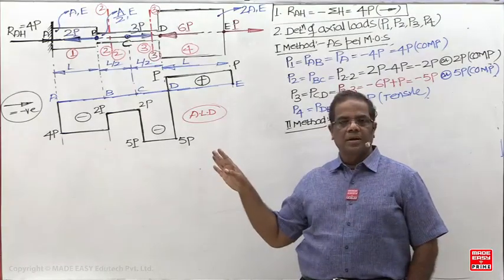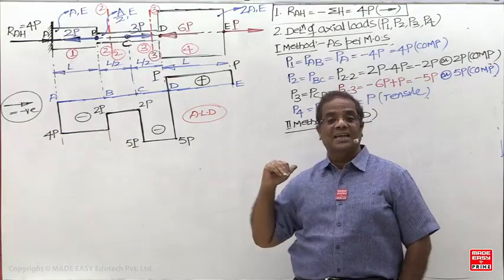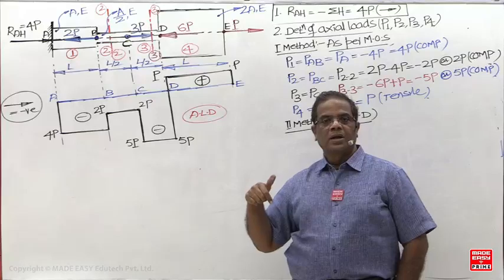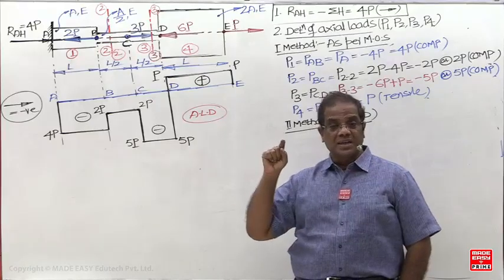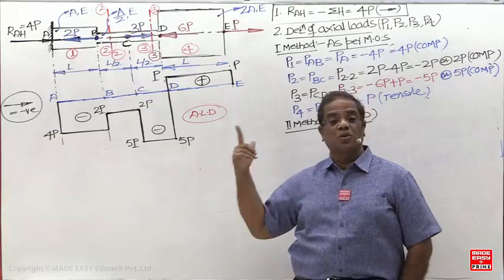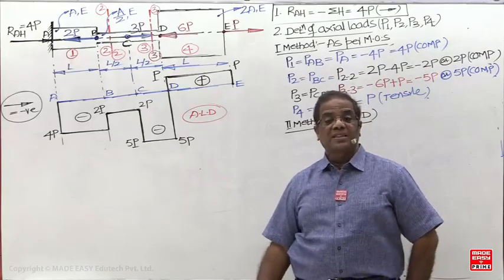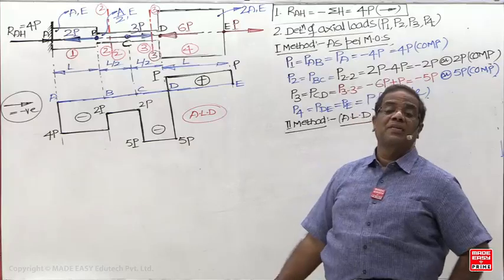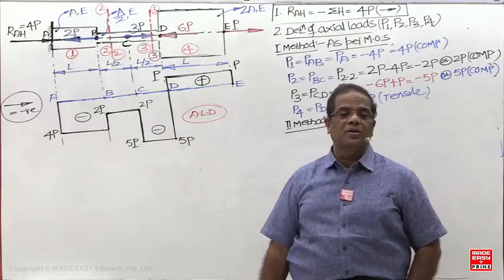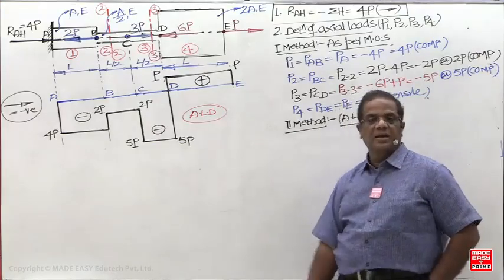Any diagram. Why? We are all dealing with the equilibrium condition, static equilibrium. If the sum of the horizontal force is 0, it means ALD should be closed. If ALD is closed at both the ends, it means sigma H is 0. If SFD is closed at both the ends, it means the sum of the vertical force is 0. If BMD is closed at both the ends, what does it mean? Sum of the moments is 0. That is the first cross checking.